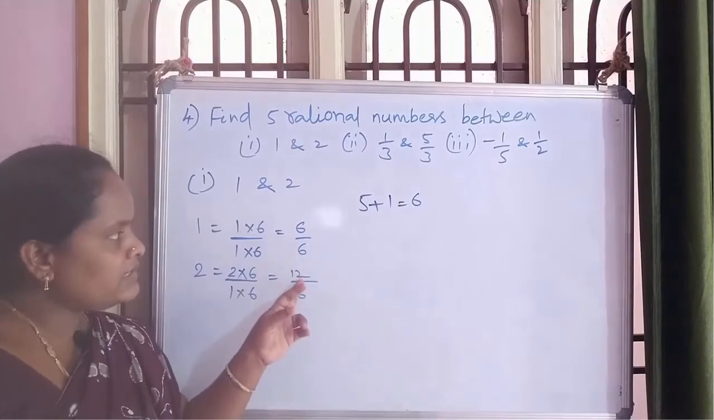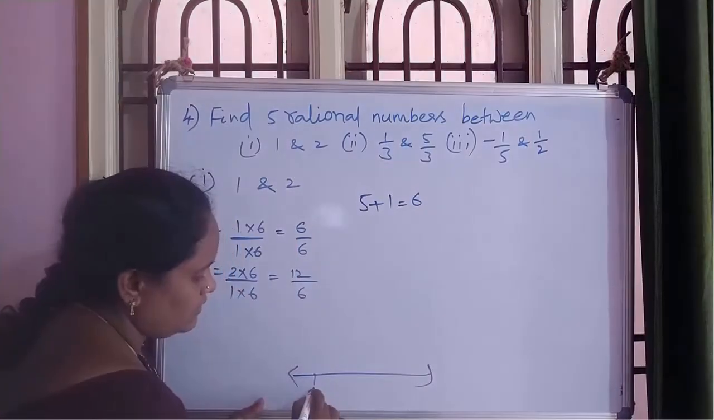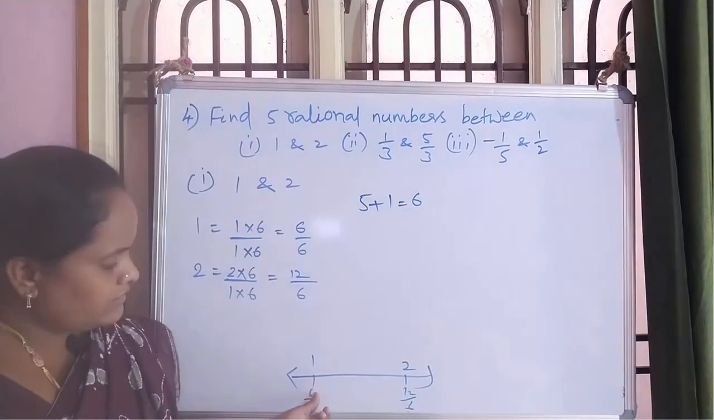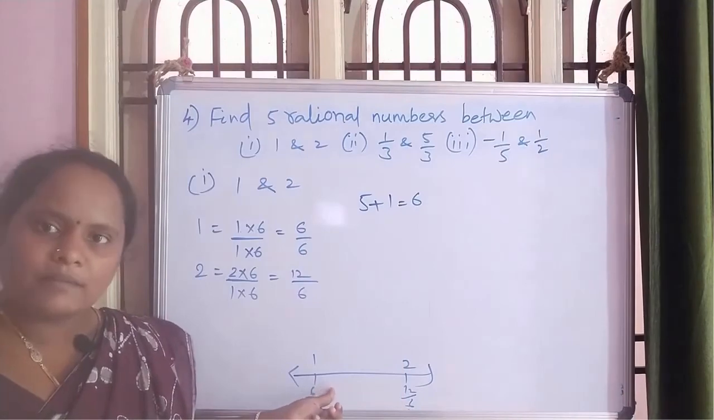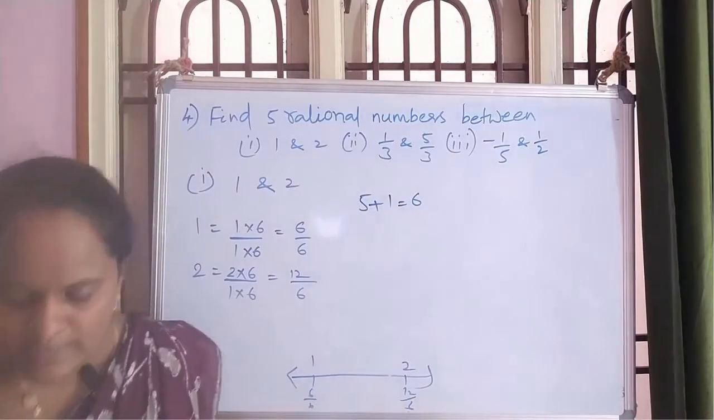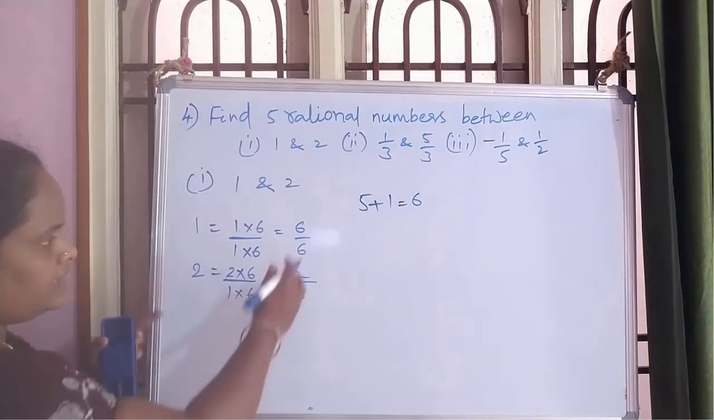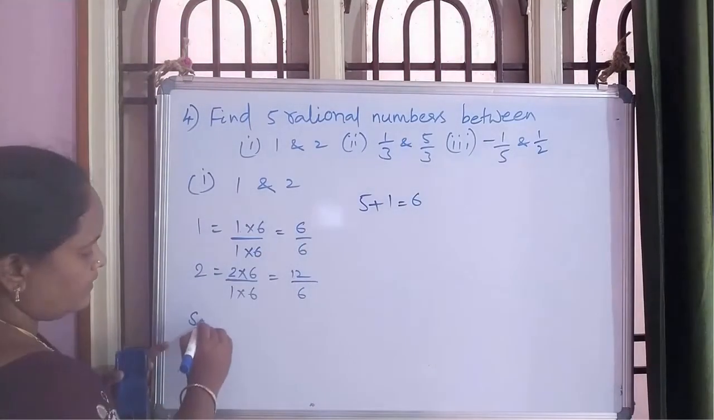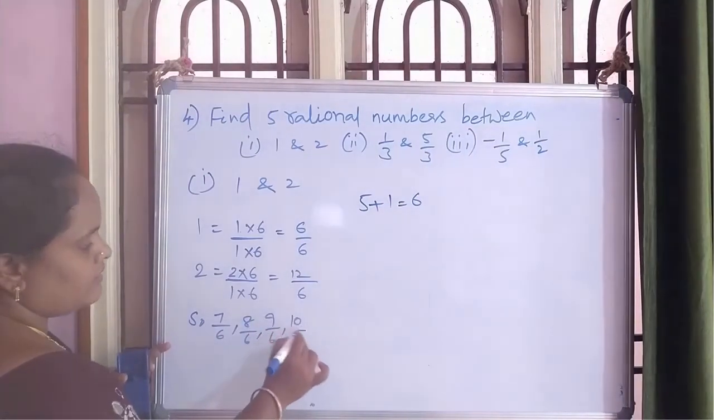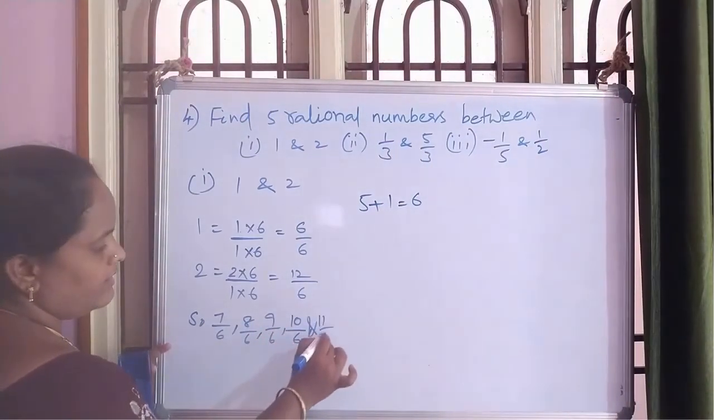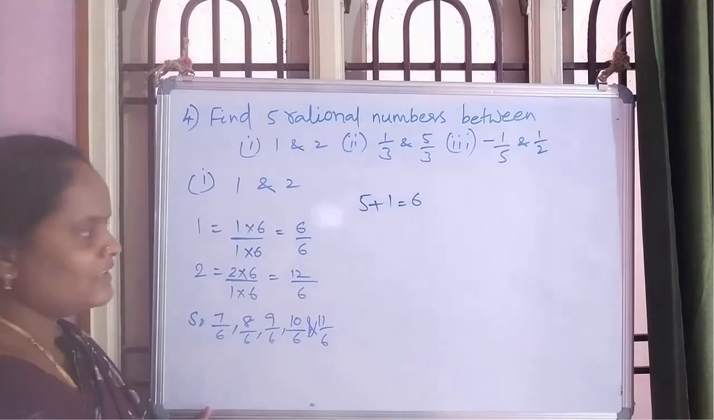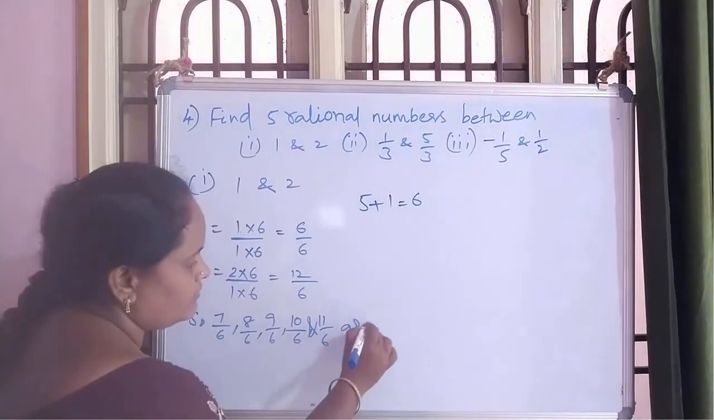If we represent these numbers on the number line, 6 by 6 is 1 and 12 by 6 is 2. So after 6 by 6, what will be there? 7 by 6, 8 by 6, 9 by 6, 10 by 6, 11 by 6, then 12 by 6. So you know the answer; the number line is not required to draw here. Let us write the numbers: 7 by 6, 8 by 6, 9 by 6, 10 by 6 and 11 by 6. 1, 2, 3, 4, 5. So we got the 5 required rational numbers in between 1 and 2.